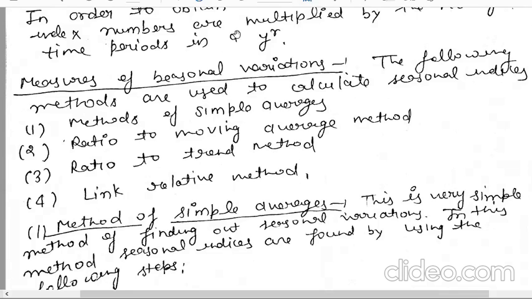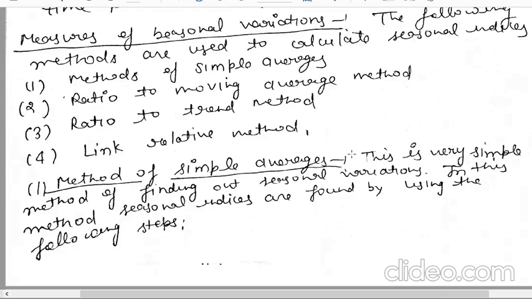These are the four methods, and these are important because there can be an 8 marks question in your exam. It can be asked in the final semester exam. So just prepare all these methods, and a 2 marks question can also come: write the method of simple averages, or write a short note on the ratio to moving average method, right?